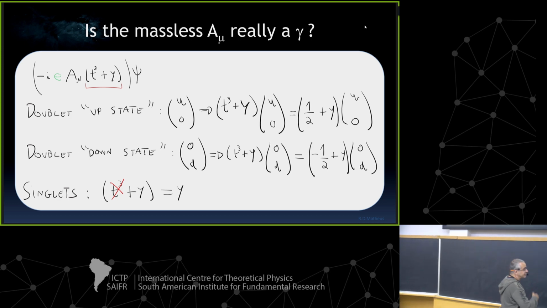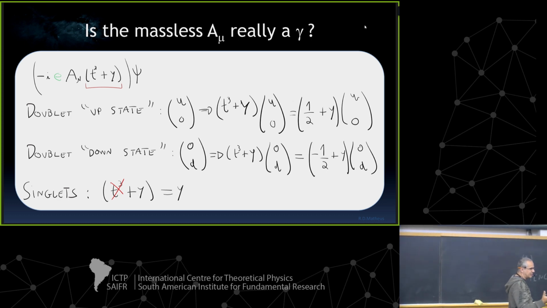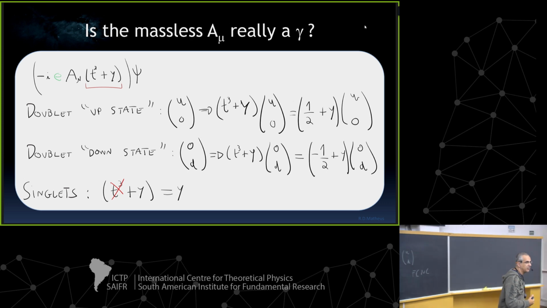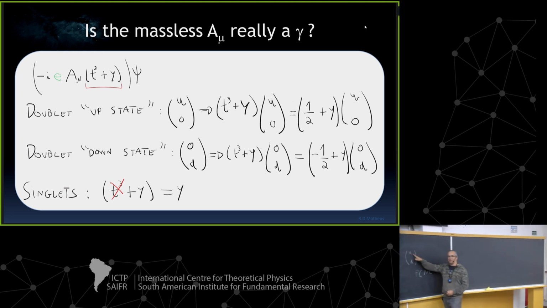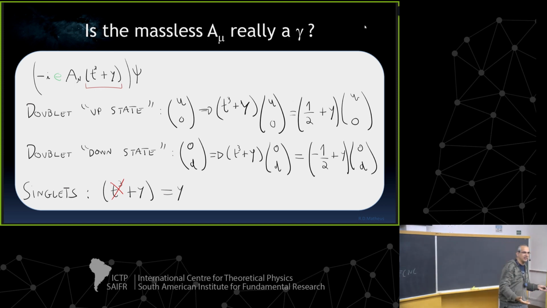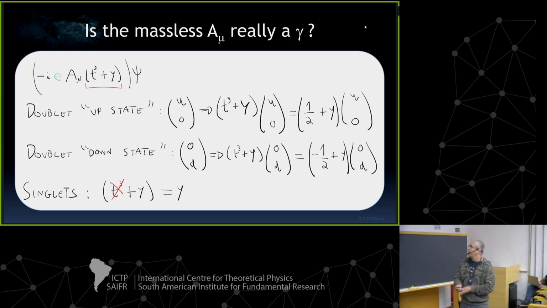What happens with these? It can act on basically 3 different objects. It could be on a pure up state, and you see this is an eigenvector of this T3 with eigenvalue plus 1/2, because this is isospin. This is a spin up and this is a spin down, essentially. Same thing, I'm just acting with the third Pauli matrix there. And same thing here, the pure down state will have a minus half.